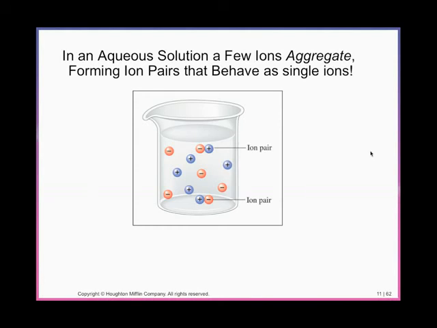Well, this is what's going on. Sometimes ions will clump together like this. So in a solution, a few ions aggregate or clump together, forming ion pairs that behave as single ions. So if I were to count these singly, it would be 1, 2, 3, 4, 5, 6, 7, 8, 9, 10, 11, 12. But because these guys have clumped together, even though they're bigger ions, a bigger ion pair, they act as only 10 ions. So that means that the more concentrated your solution is, the more that observed change in the freezing point will be different from what you calculate.